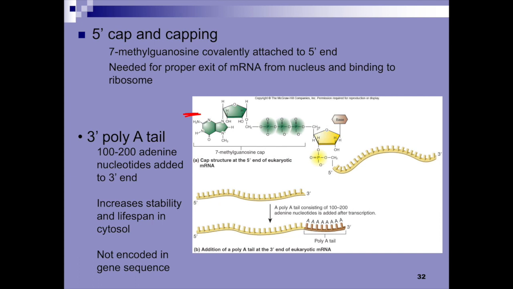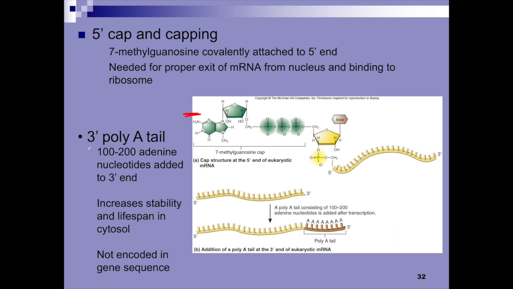This 5' cap is necessary for 2 things. One, it is required for the mRNA molecule to be able to leave the nucleus. So guard cells around those nuclear pores will not allow an mRNA transcript to leave the nucleus unless it has a 5' cap. The second function of the cap is for ribosomal recognition. A ribosome needs a 5' cap in order to actually bind to and recognize the messenger RNA transcript. So 5' caps are extremely important.